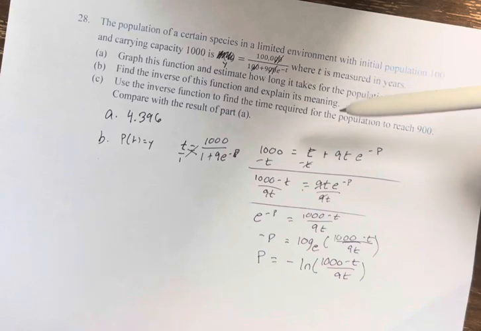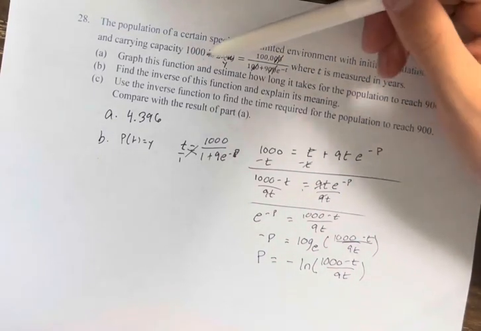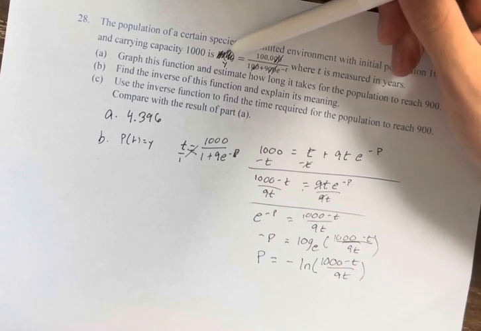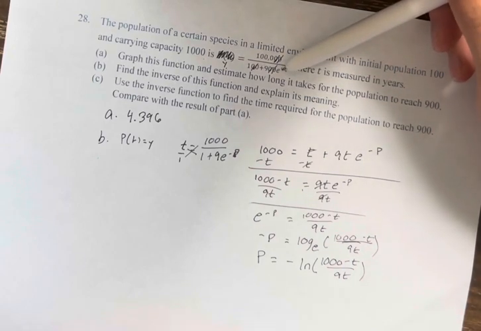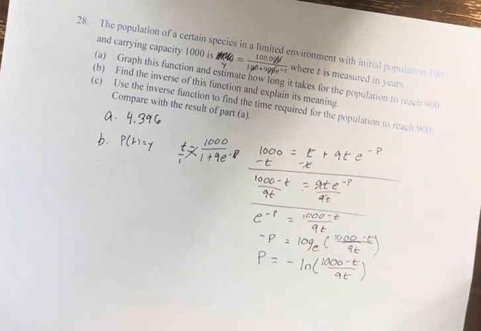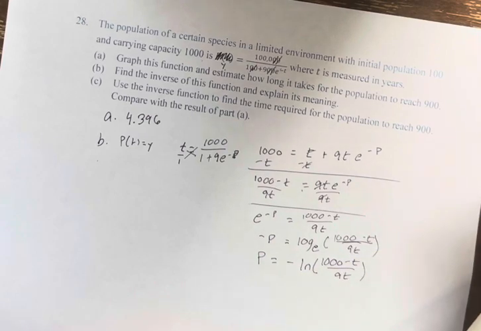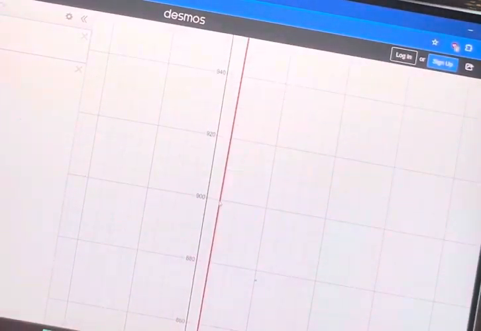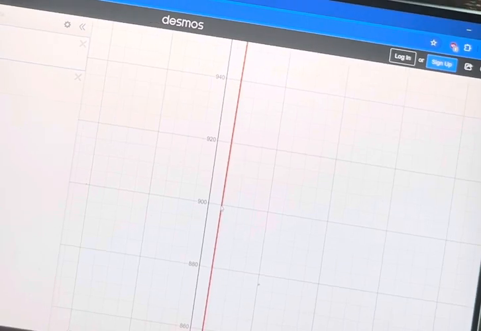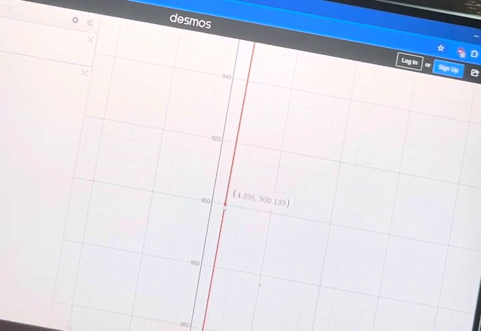So we're asked to explain this meaning. The original function is estimating the population at a certain time. So this is the time at which we reach a certain population. It's sort of the opposite. And we're asked to graph this function to find the time required. In the original function, we found the value of y being 900 at a certain x.